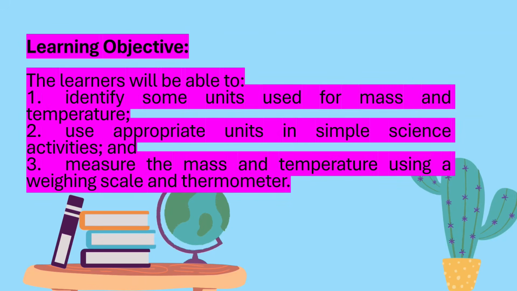Learning Objective. The learners will be able to, number 1, identify some units used for mass and temperature. Number 2, use appropriate units in simple science activities. And number 3, measure the mass and temperature using a weighing scale and thermometer.